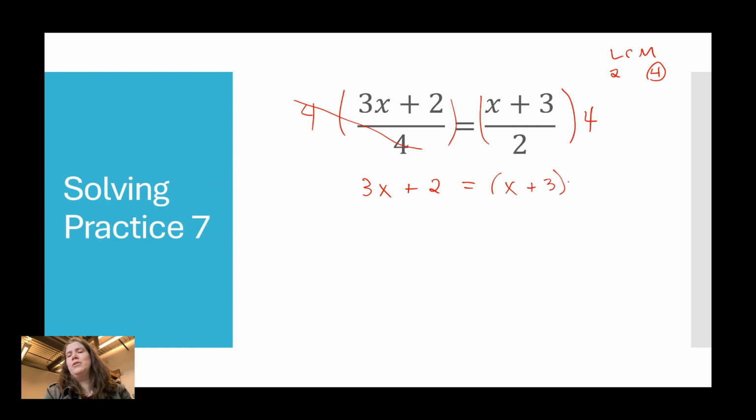I'm writing this on the other side, but it is still distributing. So let's go ahead and distribute that guy out. That turns into 2x, and 3 times 2 turns into 6. Now look at that lovely equation, no fractions. Let's move all the x's together.